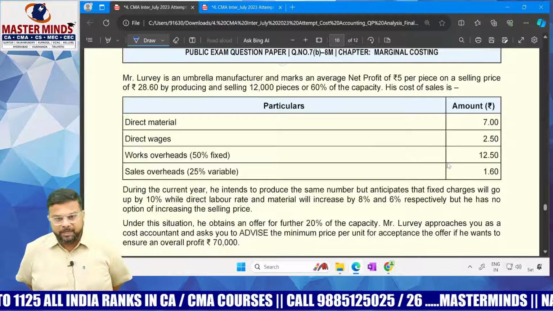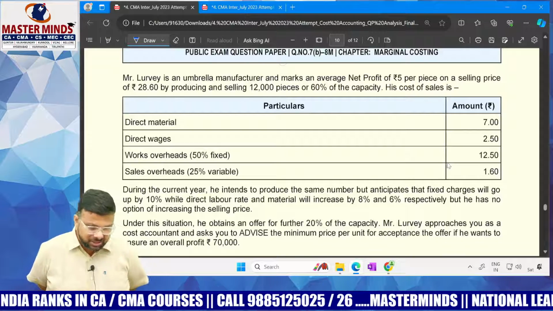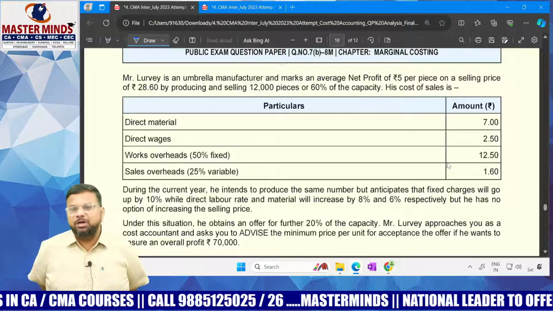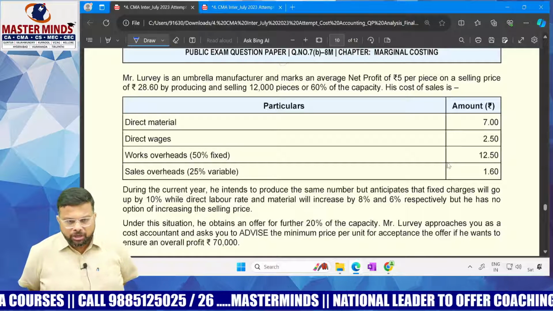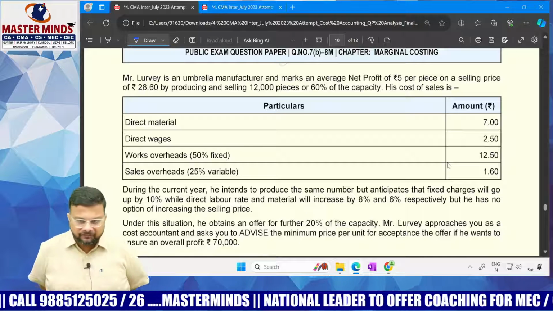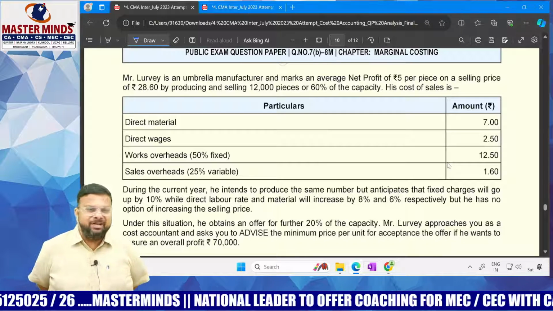Under this situation, he obtains an offer for a further 20% of capacity. As of now, they are producing only 60% capacity, right? So still they have some spare capacity. So the company received an order for 20% capacity. Mr. Larve approaches you as a cost accountant and asks you to advise the minimum price per unit for acceptance of the offer if he wants to ensure an overall profit of 70,000.